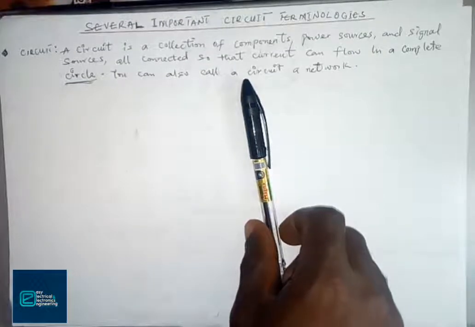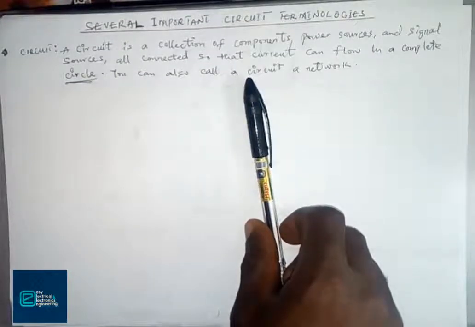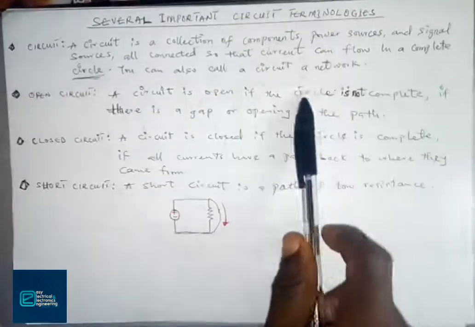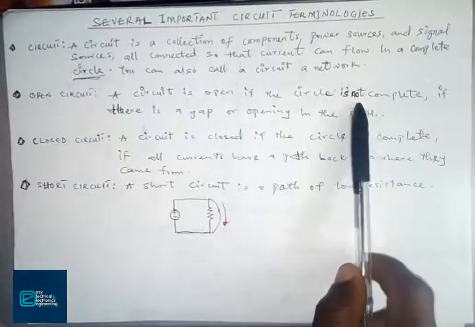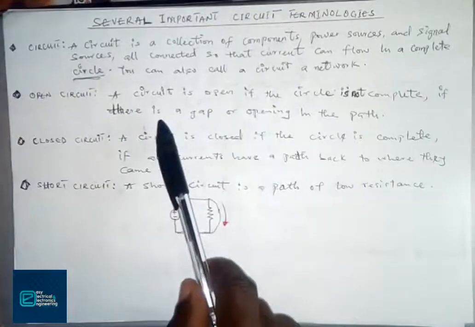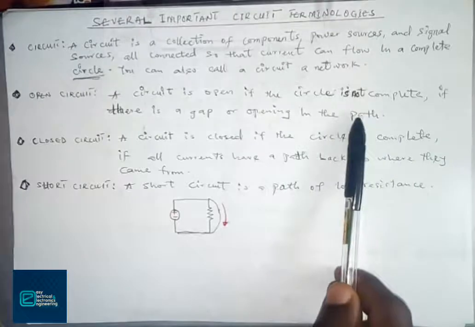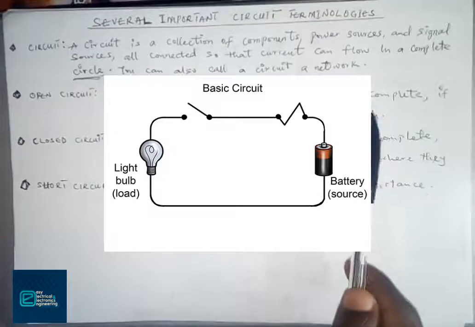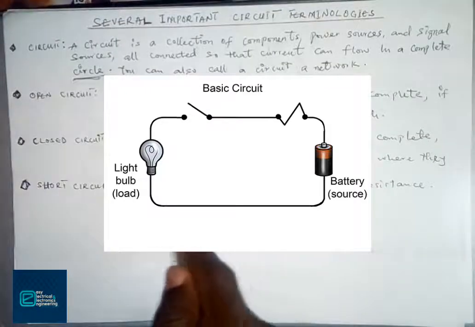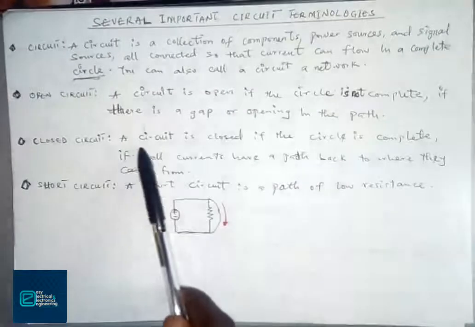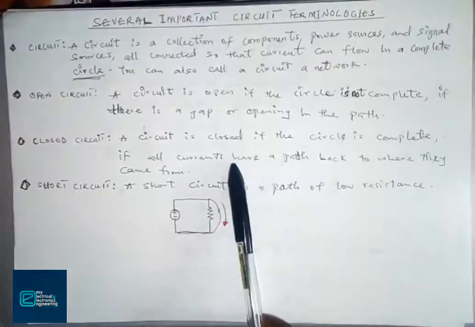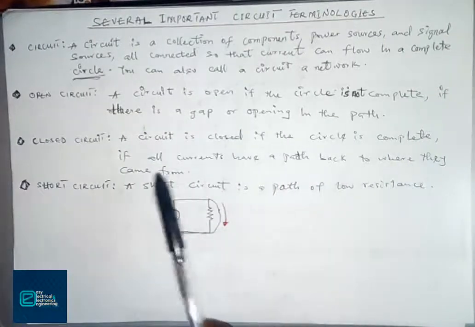The first one I'm going to be looking at is what we know as an open circuit. A circuit is said to be open if the circle is not complete, if there is a gap or opening in the path. I think we can see that on our screen. When we have a gap or opening in a circuit, it is said to be an open circuit. A circuit is closed if the circle is complete, if all current has a path back to where it came from.